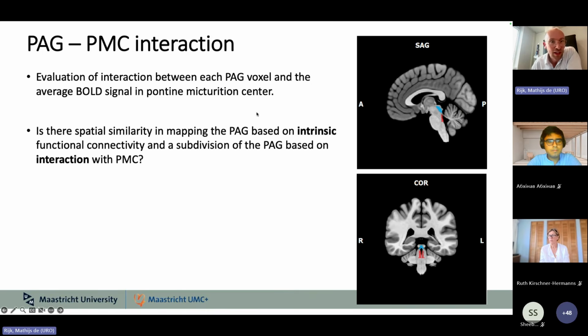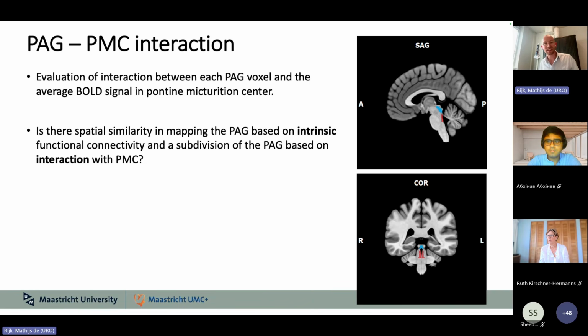So in here I show a map of the periaqueductal gray in blue, and then the Pontine micturition center in red. So you can see how close they are to each other, also in the human brain. And we are interested in spatial similarity of the maps that we made of the PAG using that connectivity matrix of all voxels within PAG with all other voxels in the PAG.